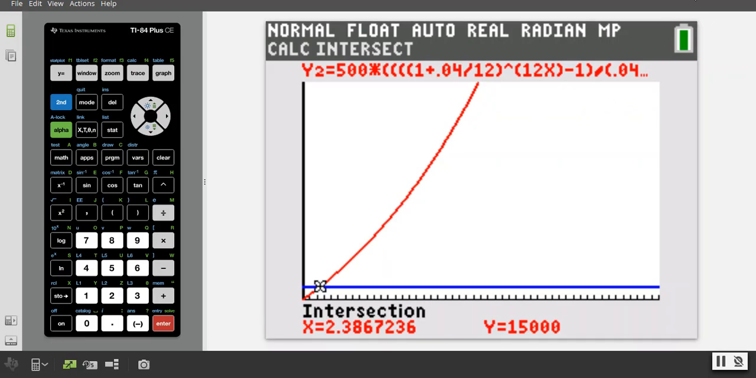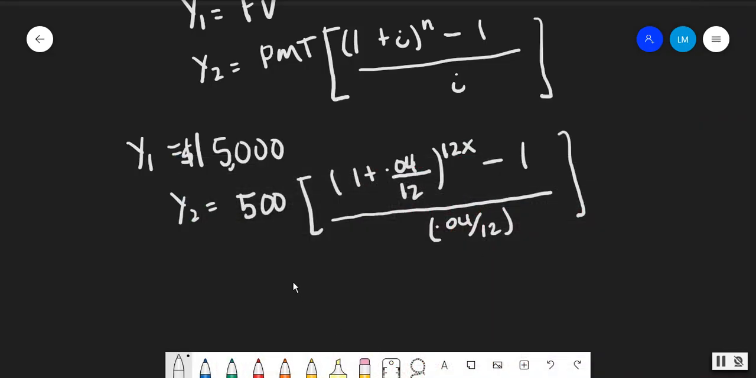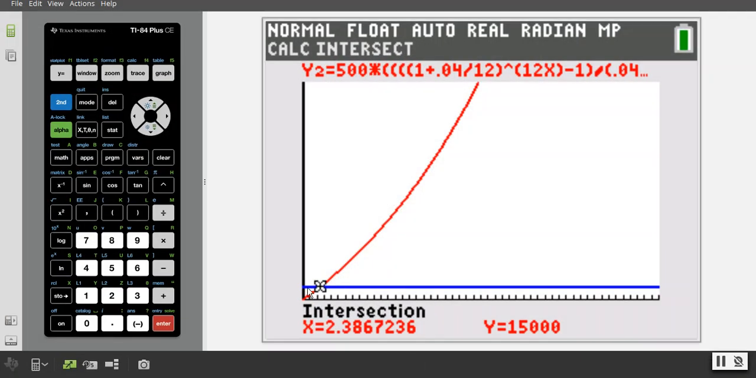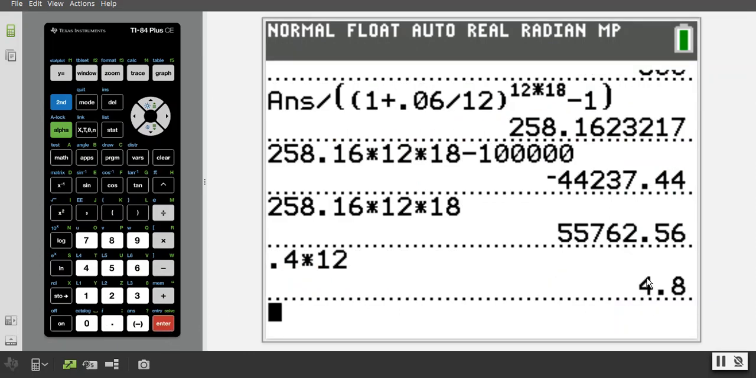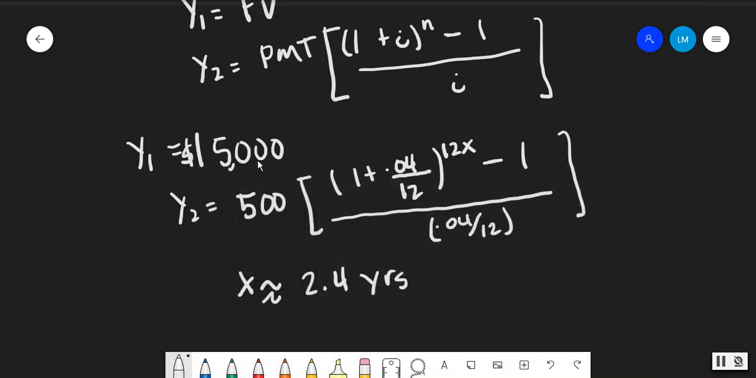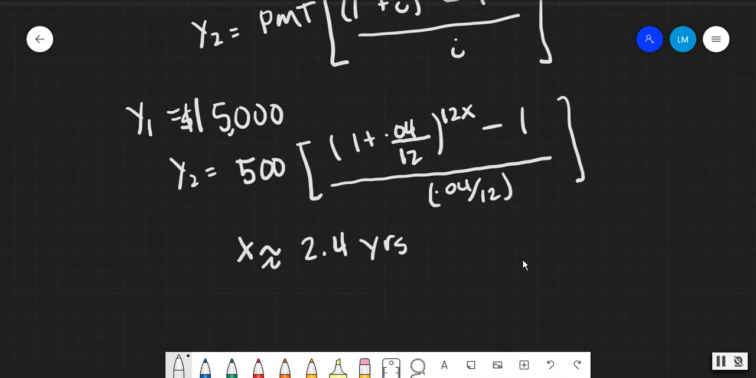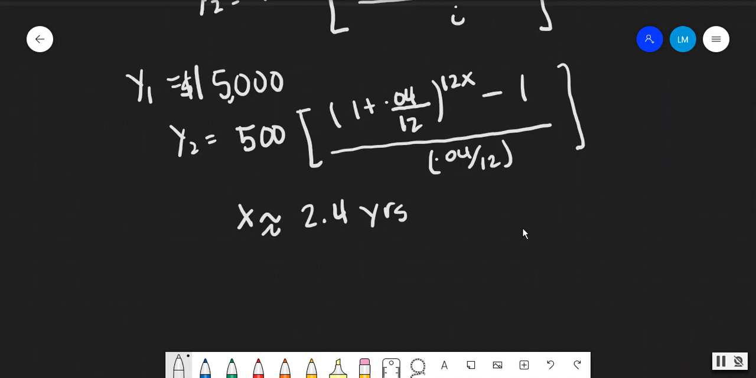So in that case, x is approximately 2.4 years. If you think of it this way, 0.4 times 12 equals about 5 months almost. So in this case, it's going to be 2 years and 5 months, such that this amount will accrue to $15,000.